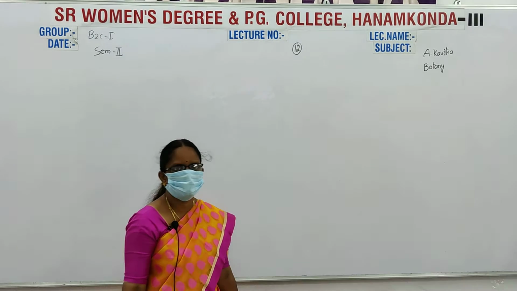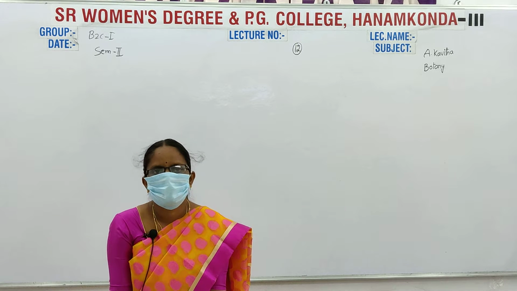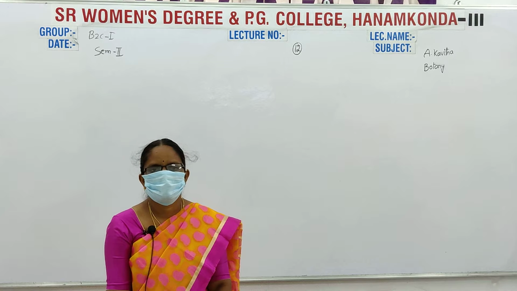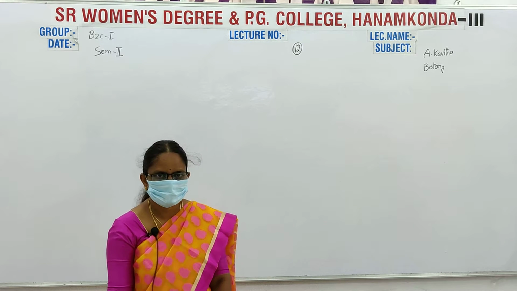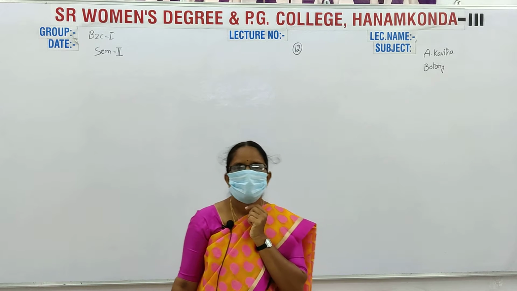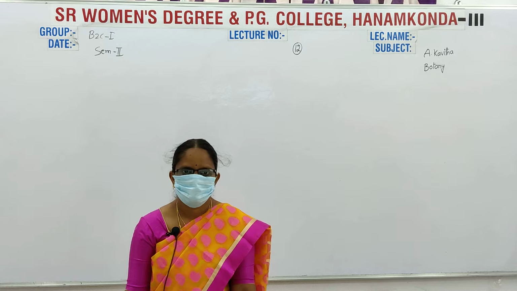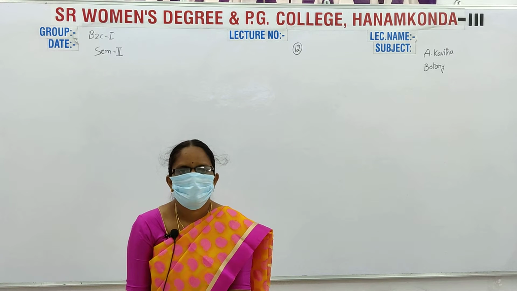Good morning, students. In the previous class, we covered Pinus fertilization, the male gametophyte and the female gametophyte. Fertilization is also completed in the last class. After the fertilization, the diploid zygote is formed. The diploid zygote develops the embryo.